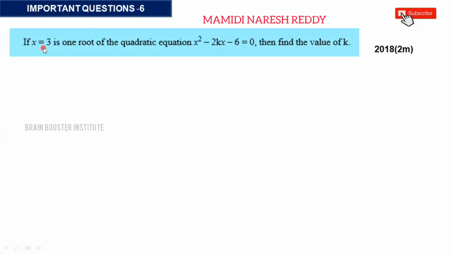Right, the next question is: if x equal to 3 is one root of the quadratic equation x square minus 2kx minus 6 equal to 0, then find the value of k. Very simple, children. We have already seen this type of problem. As one root is given, we need to find the k value. Substituting this 3 in the equation, we will definitely get the k value.